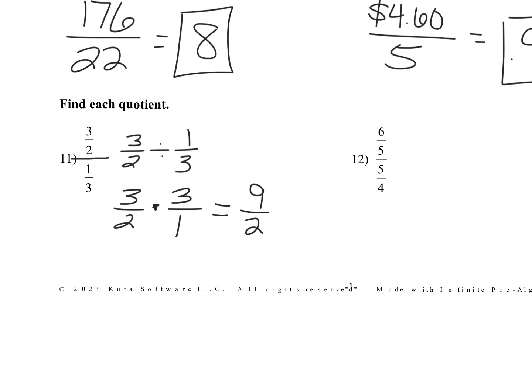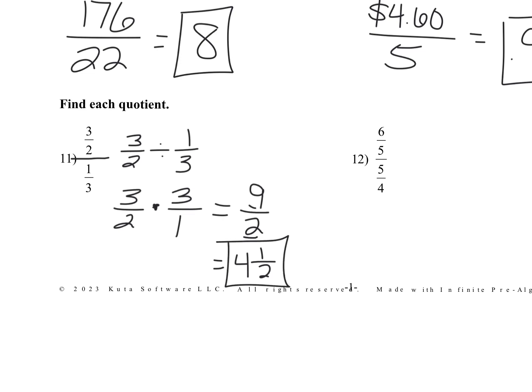Can I leave this like this? No, you have to write them in simplest form. Now, the way you ask that is how many times does 2 go into 9? 4, with how many left over? 1 over 2. The denominators stay the same.